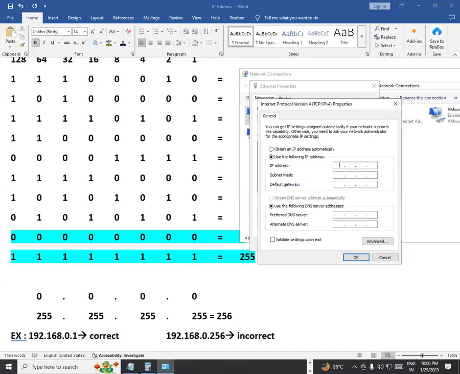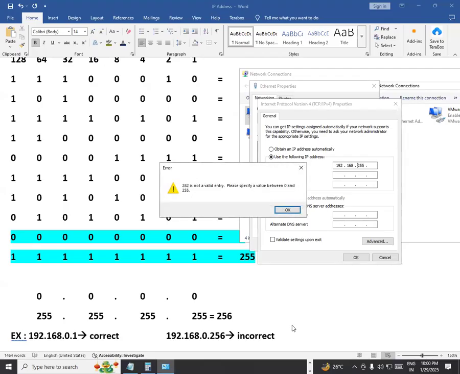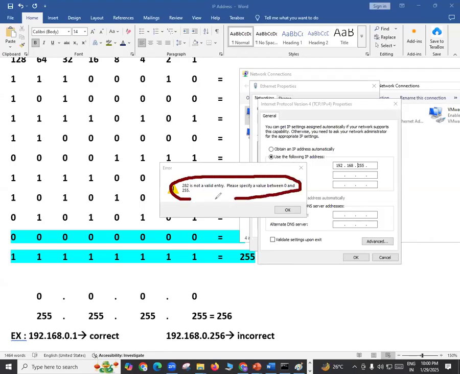But now, if I say 192.168 dot, let us say 286. Now, see here, my friend, there is an error here, right? What it says, 286 is not a valid entry. Please specify a value between 0 and 255. Clear message, right? It says use a value between 0 and 255 only. You cannot exceed beyond 255. That is the limit of IP version 4.